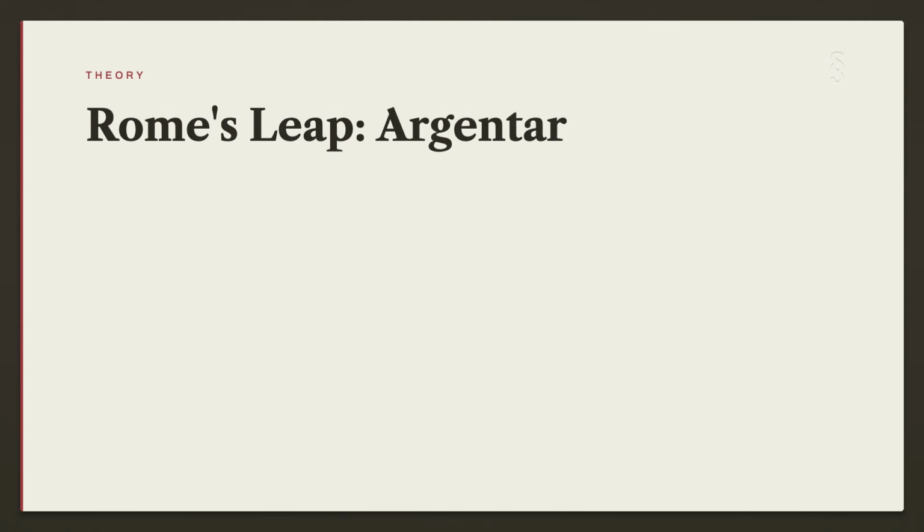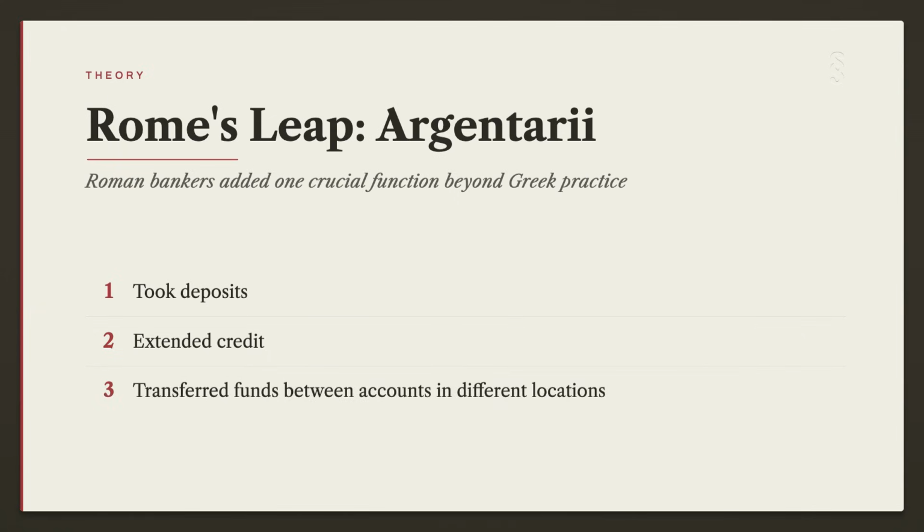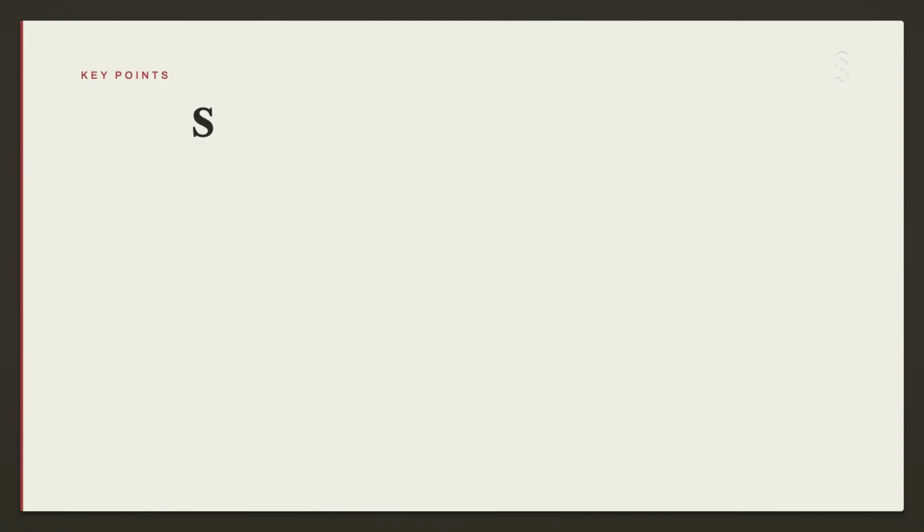Rome's argentarii did everything the trapezitai did, but added something new, moving value between accounts in different locations just by adjusting records. That single insight, that money could move as information rather than metal, is the seed of everything from the bill of exchange to a modern mobile transfer.